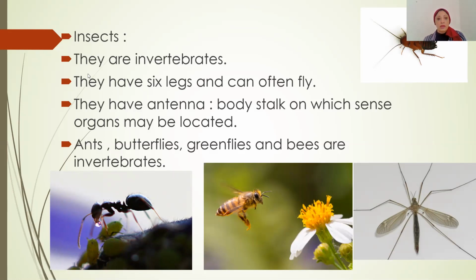They have antenna, which is a stalk that has sense organs like smelling. They can use it to smell in front of their head. Ants, these are examples of insects. Ants, butterflies, green flies, bees, all of them are invertebrates. Cockroach, as you see in the picture, they are invertebrates. Insects belong to invertebrates.